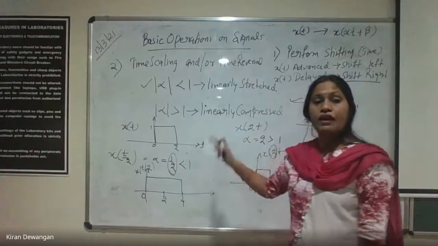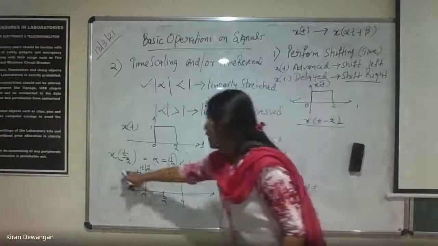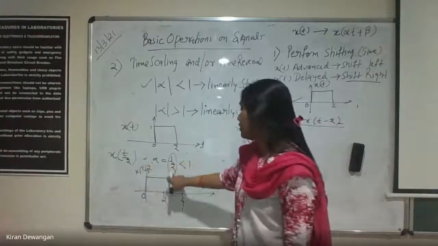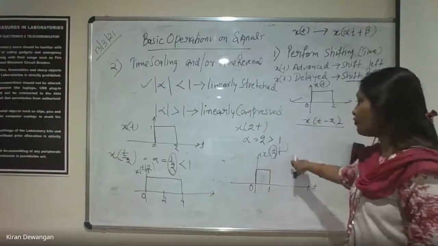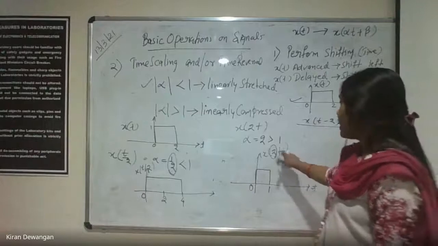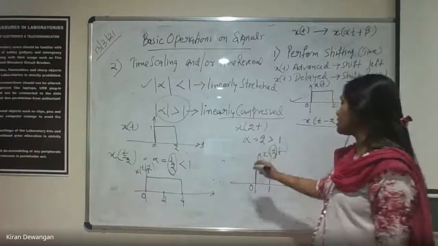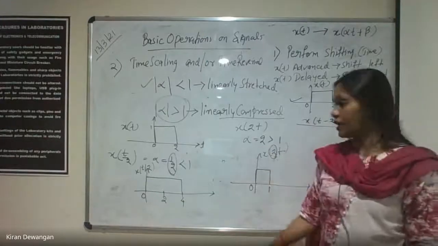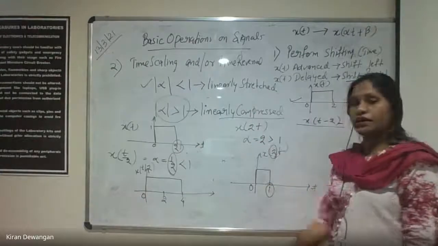This is x of t by 2. If alpha is less than 1, it expands. It expands by the factor of 2. That is 1 by 2 it is given. So accordingly it will expand. And this is x of 2t. For x of 2t, alpha is greater than 1, it will be compressed by a factor of 2. So मतलब 2 दिया है तो just half हो जाएगा. Here it ends up at 2 and this will end up at 1.